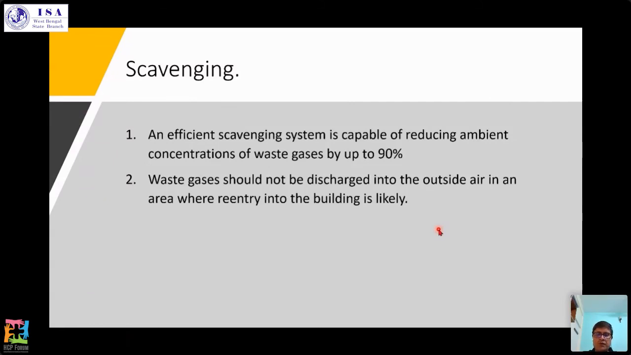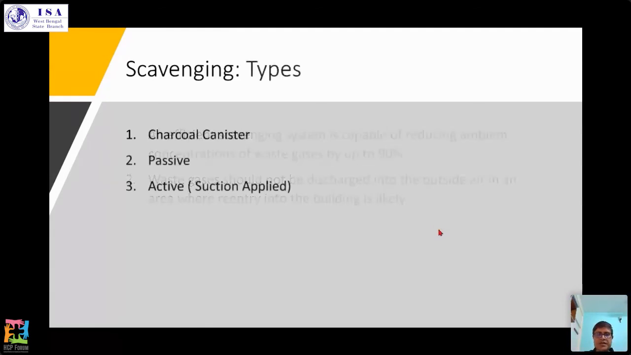There are always leaks, which reduce the efficacy of the scavenging system. When you are mask ventilating a patient, the whole of the gas is not coming back and exiting through the exit of that machine. And there are leaks when you are disconnecting the pipes at any point of the breathing circuit, or if there is any leak around your airway device, like a tube or an LMA. So all these things will contribute to some amount of leak, and you cannot have a scavenging system which is 100% efficient. These waste gases should not be discharged in the outside air in an area where re-entry into the building is likely. Scavenging is also a very big topic. We're going to cover only the salient points.